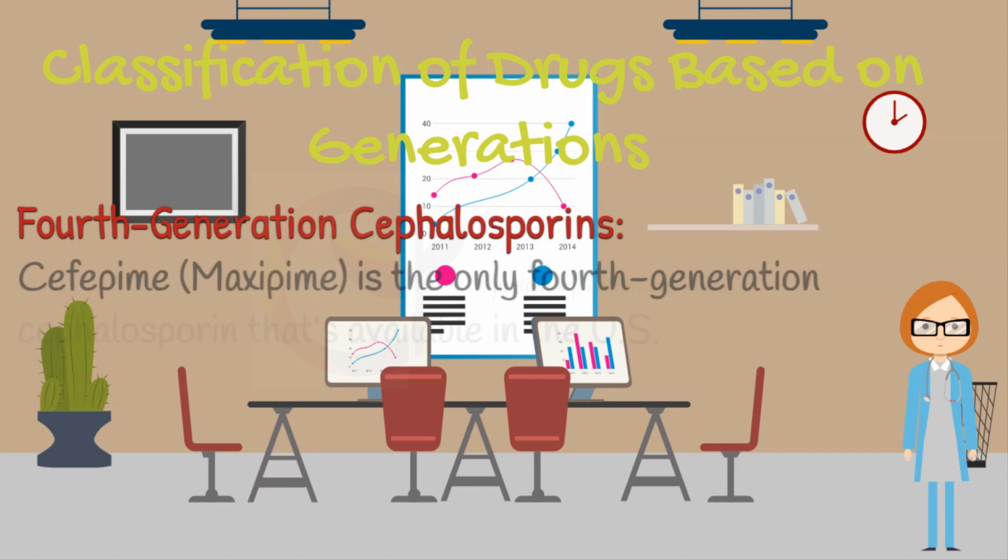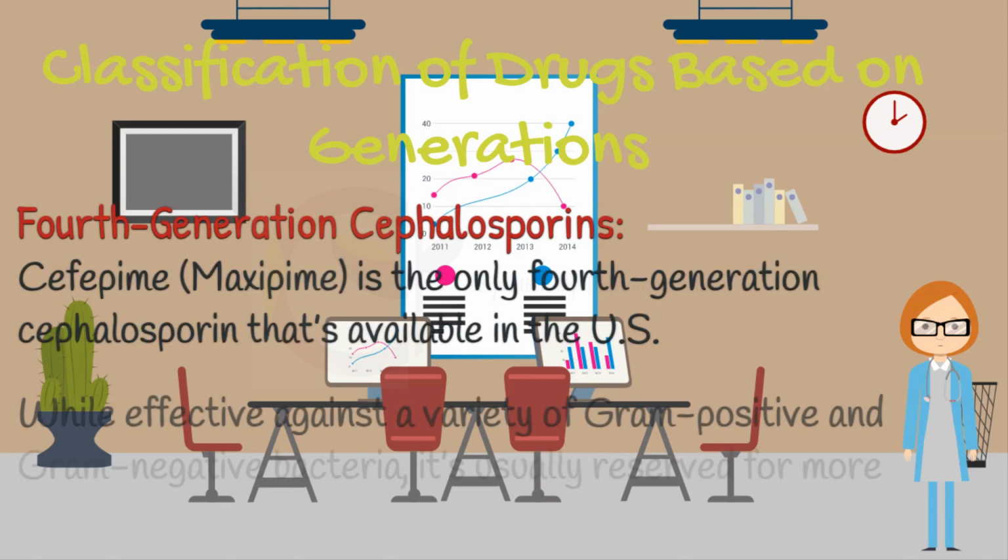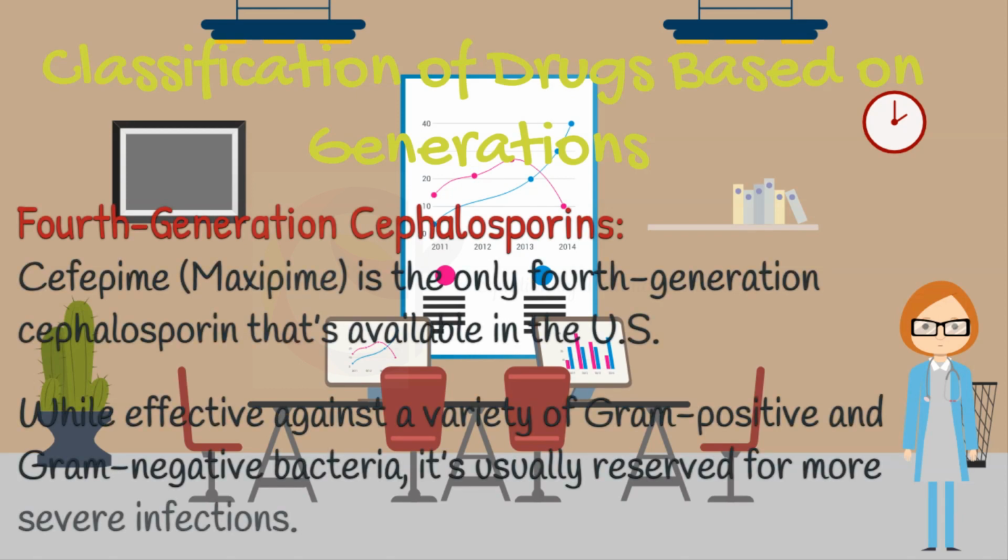Fourth-generation cephalosporins. Cefepime, having brand name Maxipime, is the only fourth-generation cephalosporin that's available in the United States. While effective against a variety of gram-positive and gram-negative bacteria, it's usually reserved for more severe infections.